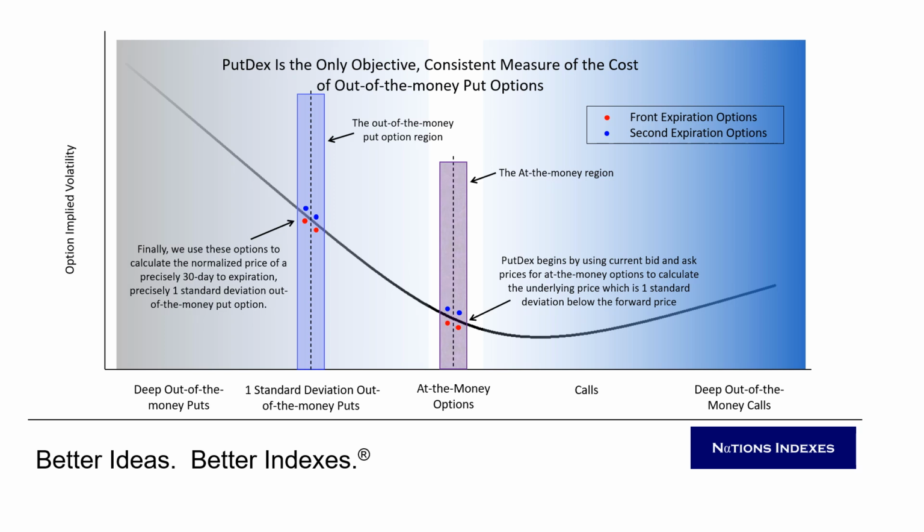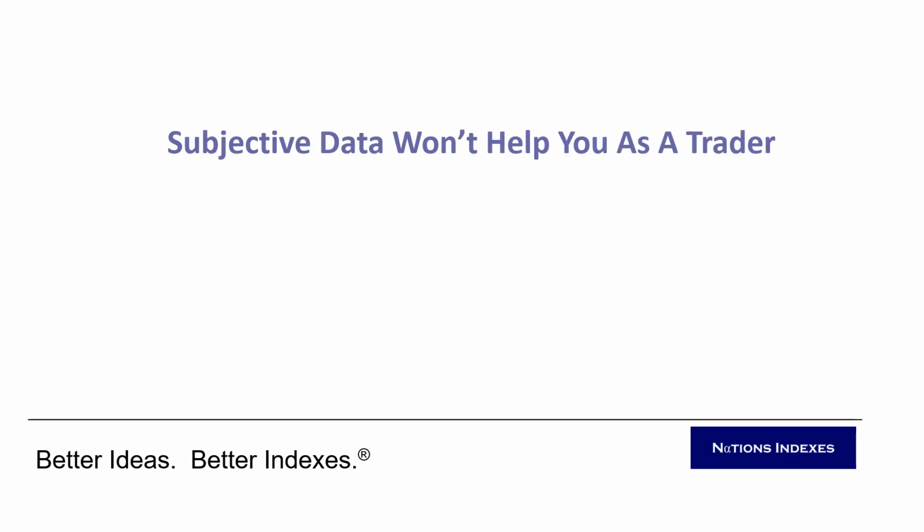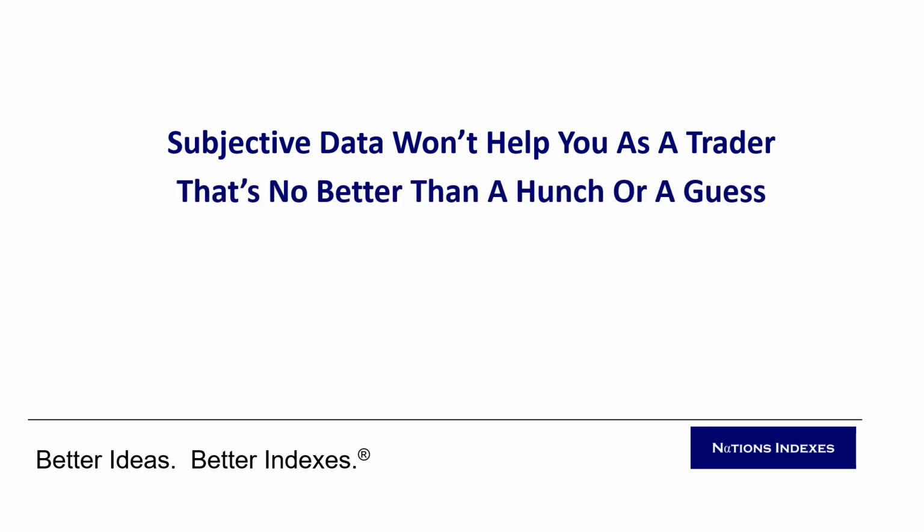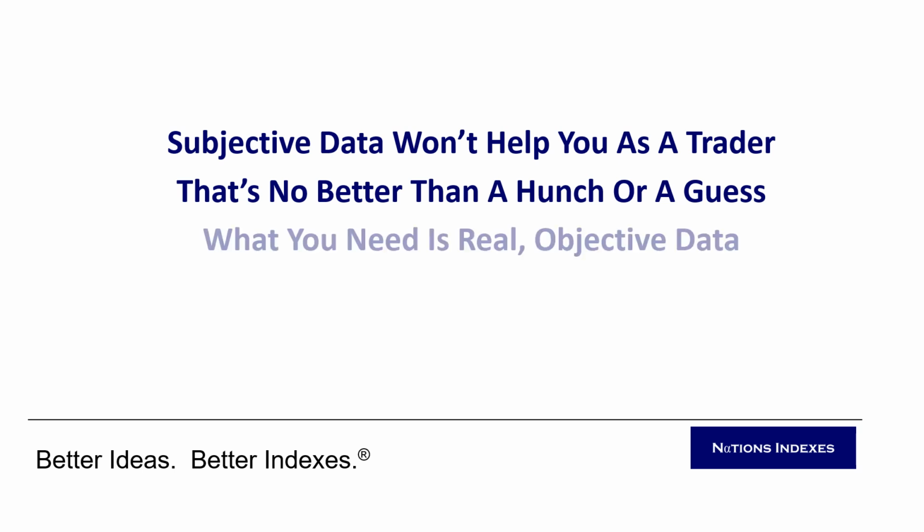For too long, option traders have been forced to guess or trust their memory regarding how expensive put options are. You can probably think of a time when an objective measure would have been more helpful than a subjective guess. Subjective data won't help you become a better trader. Trading by relying on subjective data is no better than relying on a hunch or a guess. Is that really the way you want to trade? What you need is real, objective data, like we can provide at NationsIndexes.com.